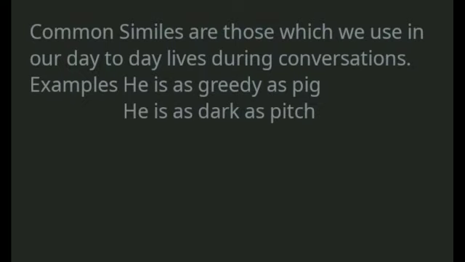Friends, there is also a common simile which we use in our daily conversations. Like, we often have heard people say, "he is as greedy as a pig," "the boy is as black as pitch."